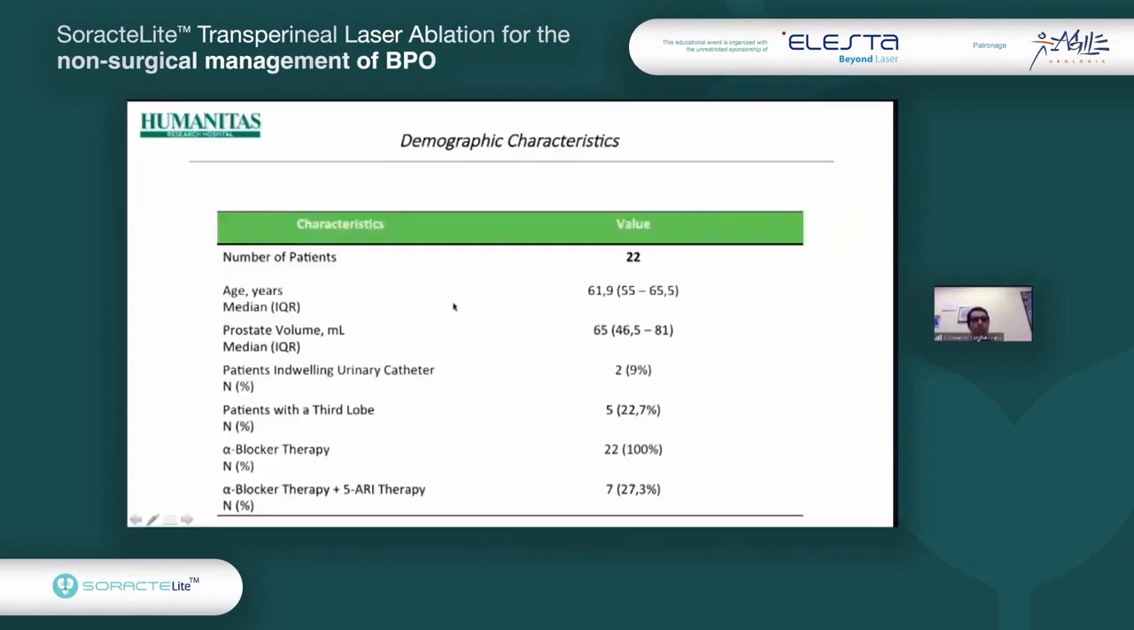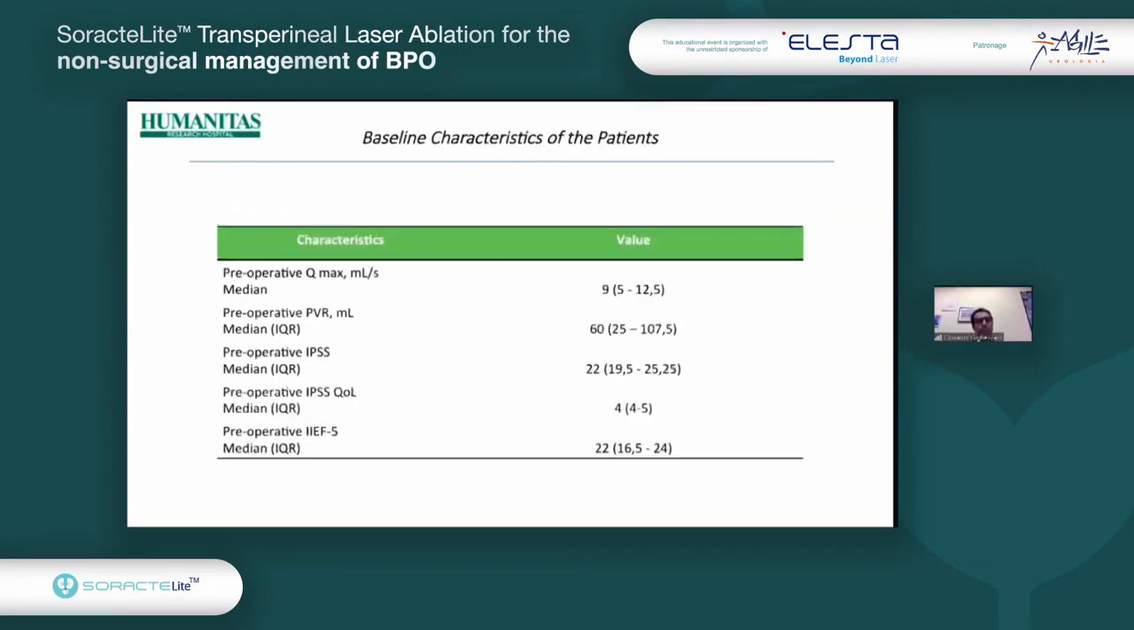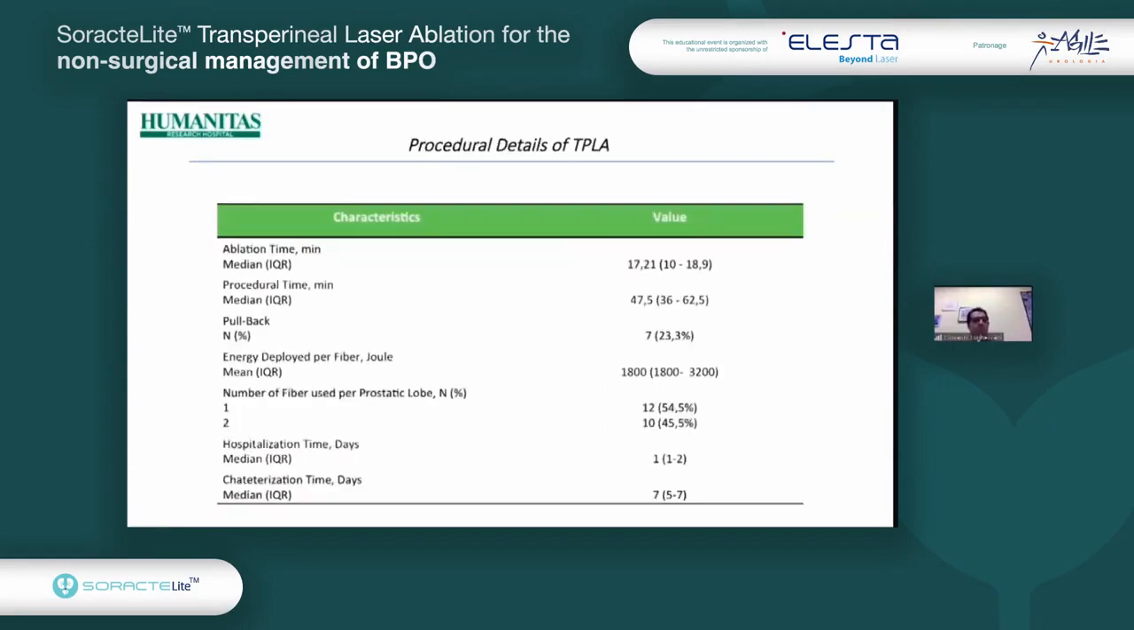So going to the data, these are the demographic characteristics. We can see that the prostate volume of our population was not that small, and that 5 of these patients had a third lobe. All of these patients were receiving a pharmacologic treatment. And these were the characteristics before surgery. They were all patients with a very high IPSS and with a compromised quality of life. The ablation time was approximately 15 minutes, and the procedural time was approximately 45 minutes.